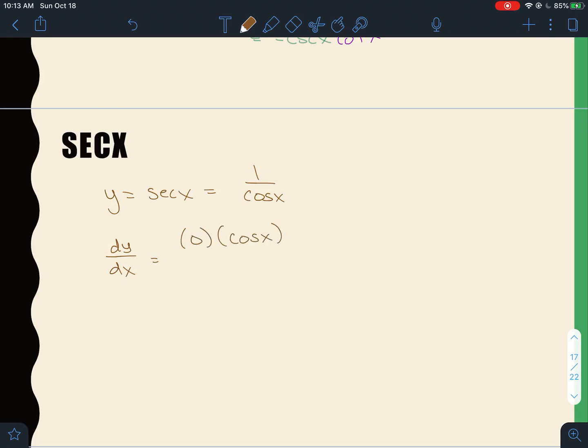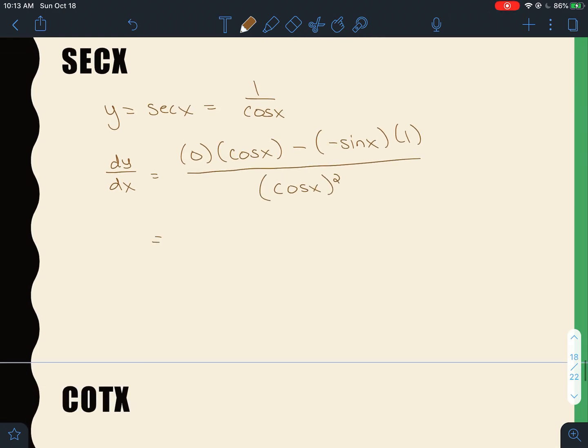So derivative of the numerator is 0, leave the denominator alone, cosine x, minus derivative of the denominator is negative sine x times leave the numerator alone, all over the denominator squared. If I simplify this, I get sine x over cosine squared x. And again, I'm going to separate it like I did before. I'm going to write this as 1 over cosine x times sine x over cosine x.